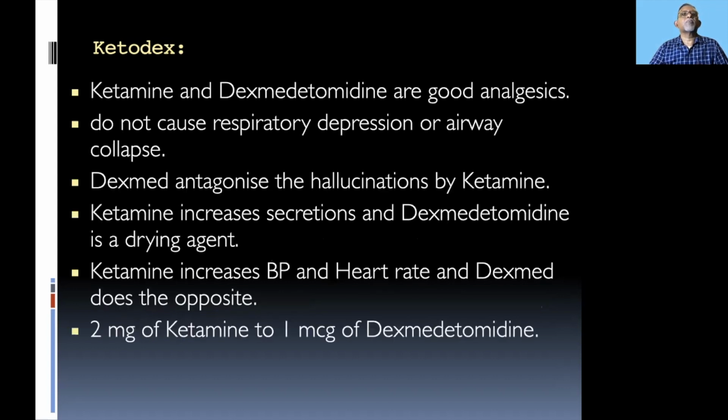Ketodex. Ketamine and dexmedetomidine are good analgesics, and this effect is additive, decreasing the dose of each. Both do not cause respiratory depression or airway collapse in the useful doses. Dexmedetomidine produces sedation similar to natural sleep and antagonizes the hallucinations produced by ketamine. Ketamine increases secretions and dexmedetomidine is a drying agent. Ketamine increases BP and heart rate. Dexmedetomidine does the opposite. Thus, these two make a wonderful combination. One of the most prevalent ratios is 2 milligram of ketamine to 1 microgram of dexmedetomidine.